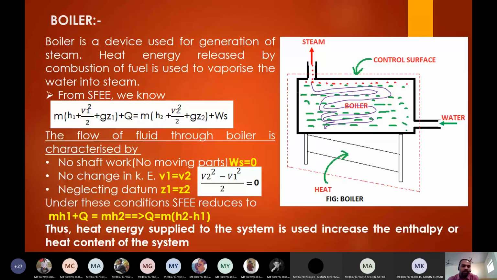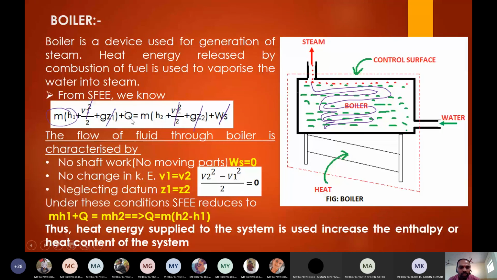So far we said shaft work is 0 and V1 equal to V2; we are assuming the velocity is constant. Again, we are neglecting the datum. There will be a change in the datum, this is Z2 and this is Z1, but for simplicity's sake, I am neglecting Z1 and Z2 also. The datum is the same. Then in the absence of that, what are you getting? m h1 plus Q is equal to m h2. Left hand side we have m h1 plus Q, right hand side we are left with only m h2. Therefore, Q is equal to m into (h2 minus h1).